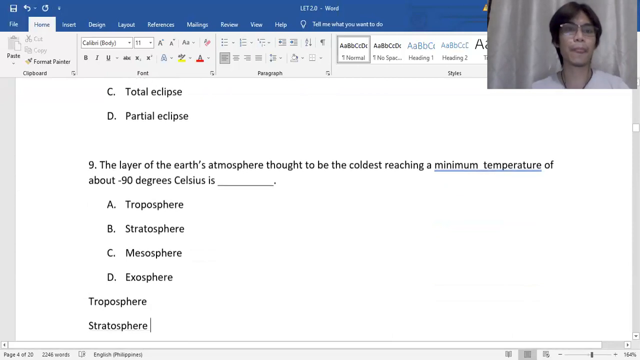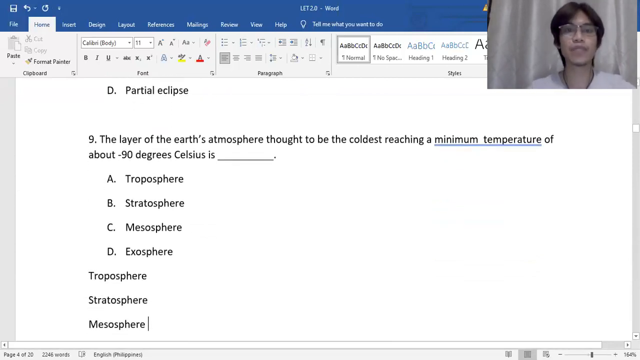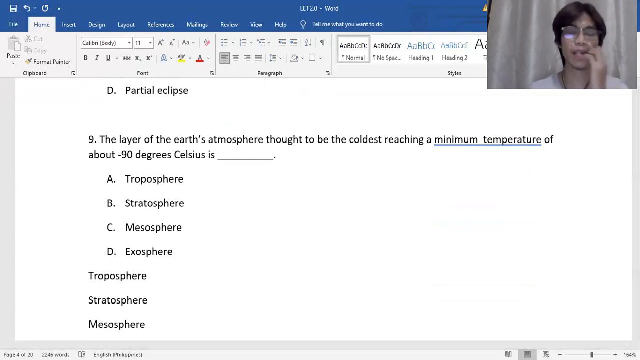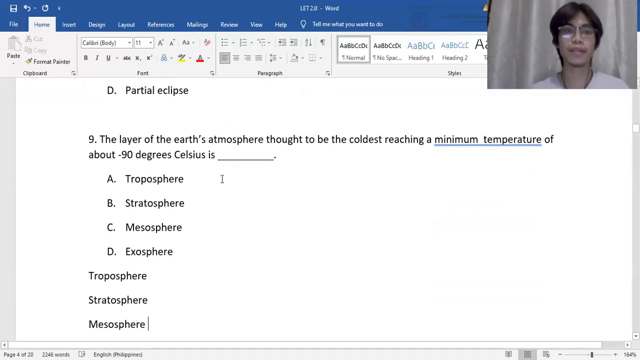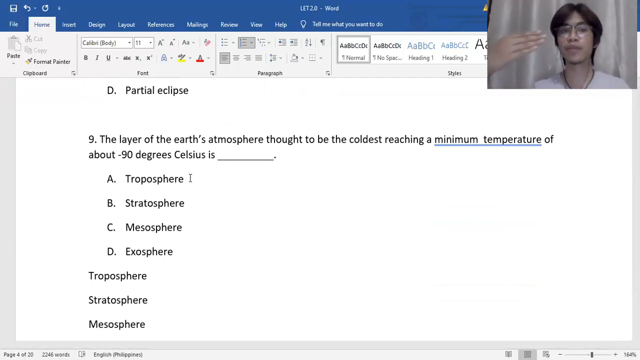Number 9. The layer of the Earth's atmosphere thought to be the coldest, reaching a minimum temperature of about negative 90 degrees Celsius is blank. So we have different layers of the atmosphere. Let's start with troposphere, and then next one, stratosphere. Then in the middle, we have the mesosphere, and the exosphere.